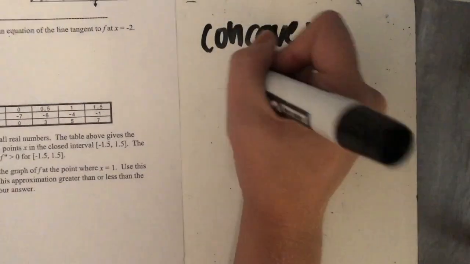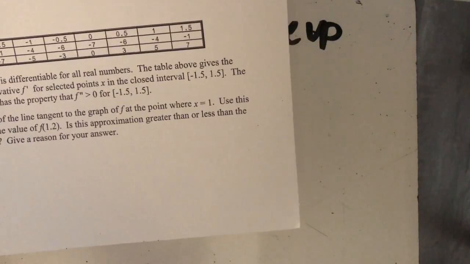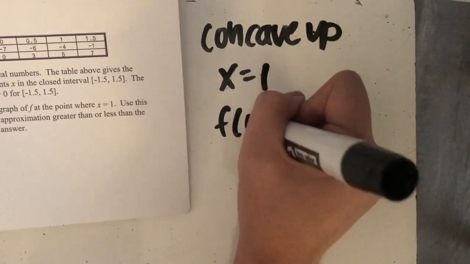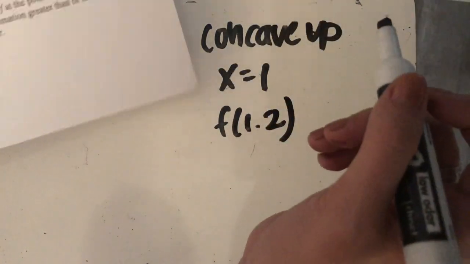Okay. Now it says write an equation of the line tangent to the graph of f at the point where x equals 1. Okay, so I care about x equals 1. Use this line to approximate the value of f of 1.2. Okay, so I'm going to need to write an equation of a line using the information given. And then it asks me if the approximation is greater than or less than. So that's where we'll talk about that concave up part here.